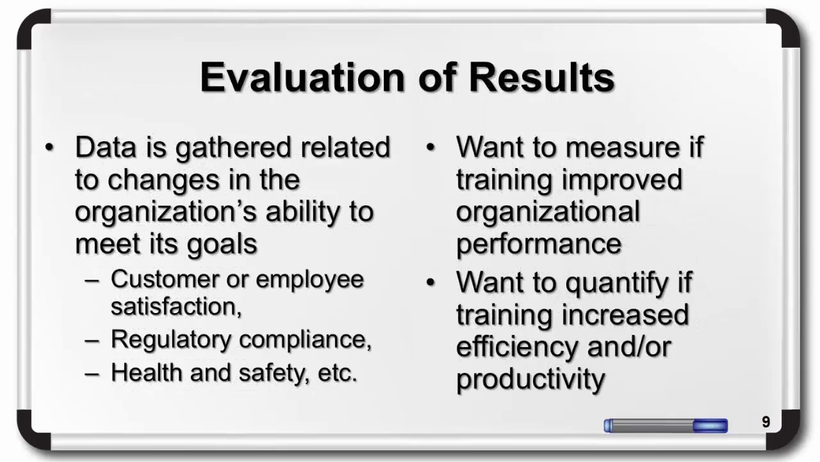Where the third level focuses on behavioral change at the individual level, the fourth and deepest level evaluates the impact of training on the organization. This type of evaluation seeks to measure if the training is helping the organization meet its objectives. This may mean increases in customer or employee satisfaction, regulatory compliance, health and safety, and so on.